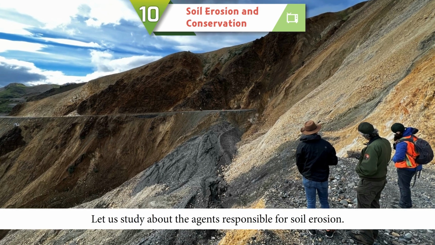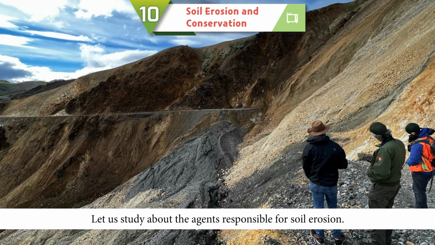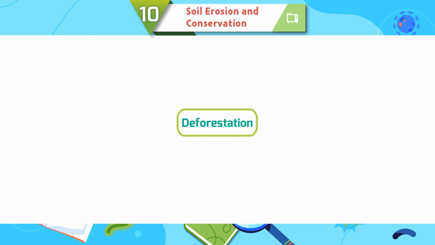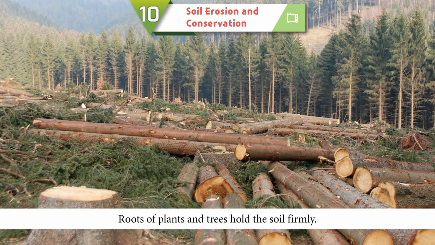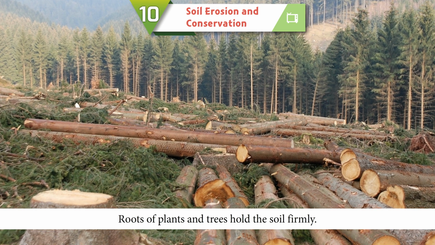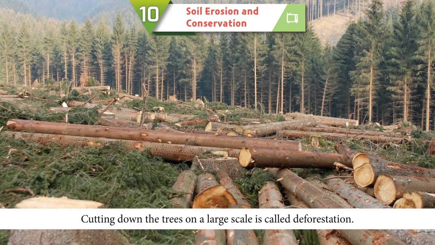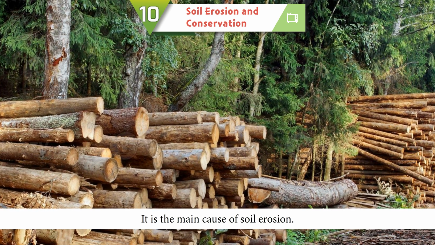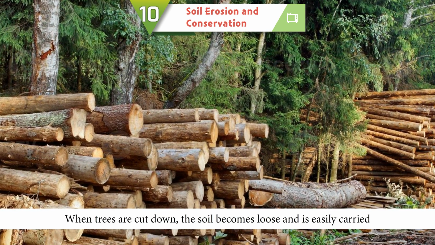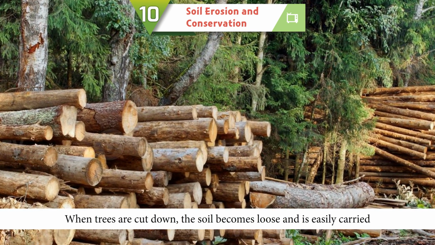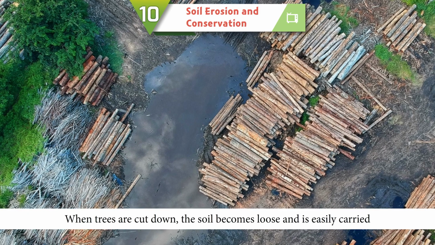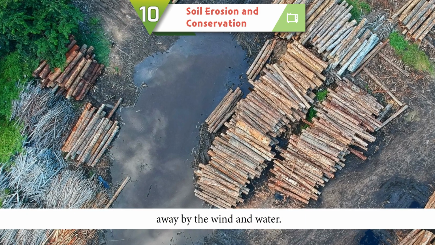Let us study about the agents responsible for soil erosion. Deforestation. Roots of plants and trees hold the soil firmly. Cutting down the trees on a large scale is called deforestation. It is the main cause of soil erosion. When trees are cut down, the soil becomes loose and is easily carried away by the wind and water.